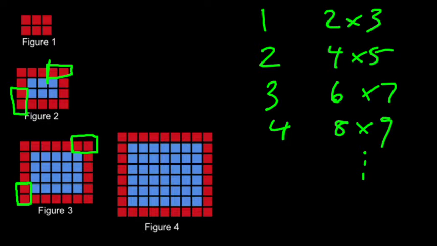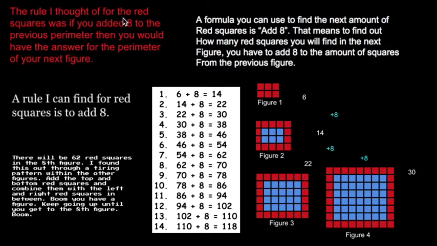There's another strategy that some other people used, and that strategy looked like this. The rule, I thought, was add 8 to the previous perimeter, or a formula you can come up with is add 8. The rule I can find is add 8. This person just kind of makes a chart, and I like this, the thoroughness of it. And this person, I like this as well. This is nice and efficient. They just wrote their plus 8s, right? They wrote their totals and their plus 8s.